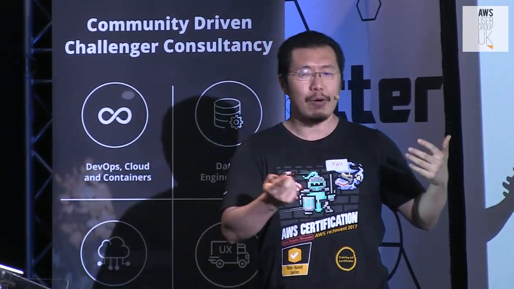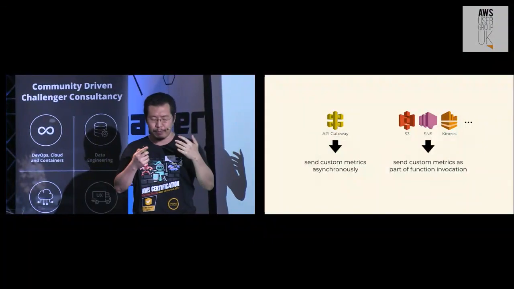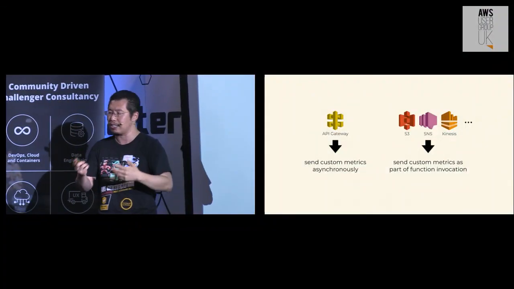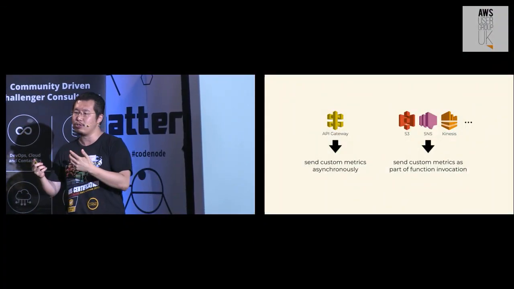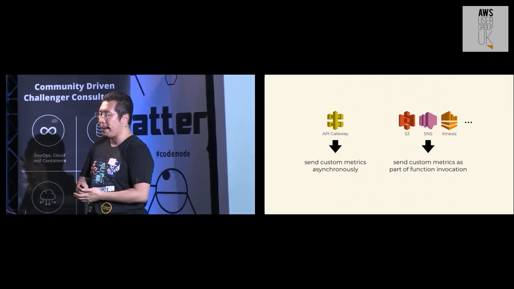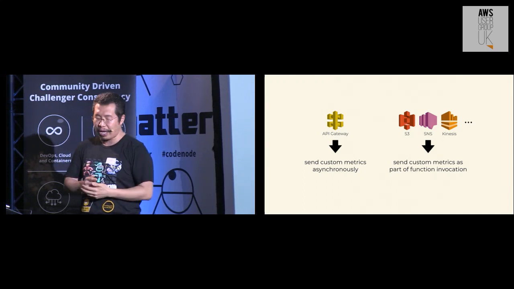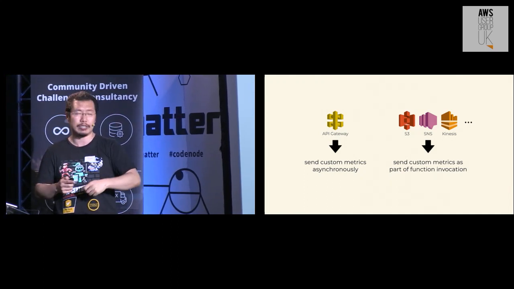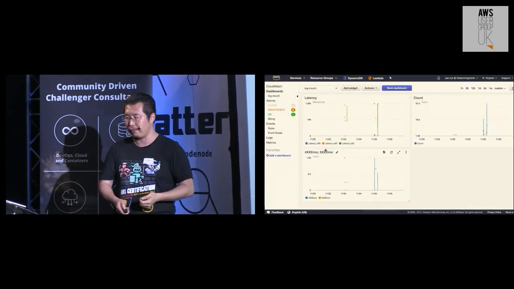But if you're just doing background processing, processing events from Kinesis or SNS or SQS, then maybe that extra latency is not that important because they're not user-facing. Then at that point, maybe you don't want to go through this async processing route, and we just send the custom metrics to CloudWatch directly from your function.